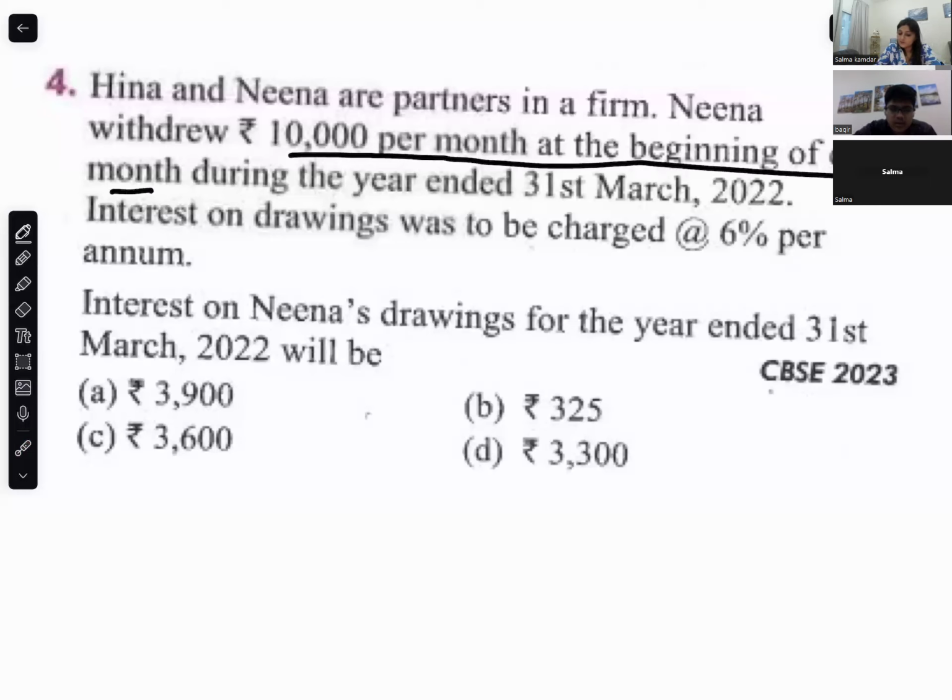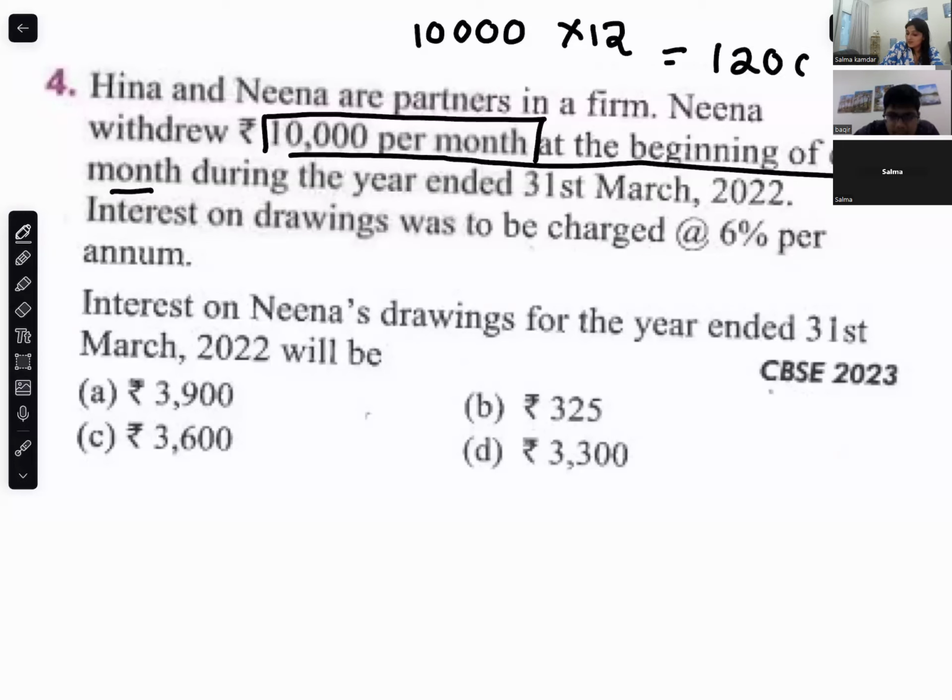Can you give me the amount of drawings? 10,000 per month. So drawings will be 10,000 multiplied by 12. You want annual drawings, right? Yes, ma'am. So annual drawings will be 10,000 into 12. So this will make it 1,20,000. Are you with me? Yes, ma'am.